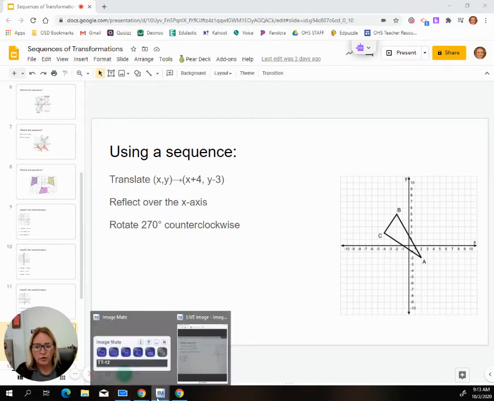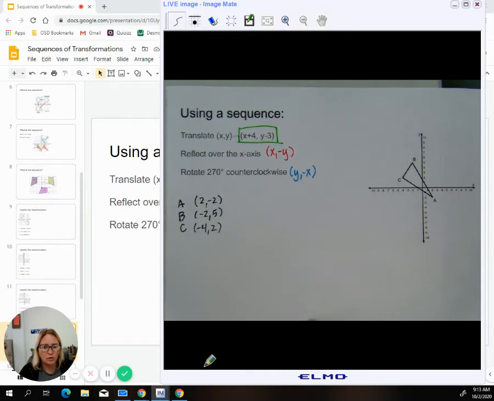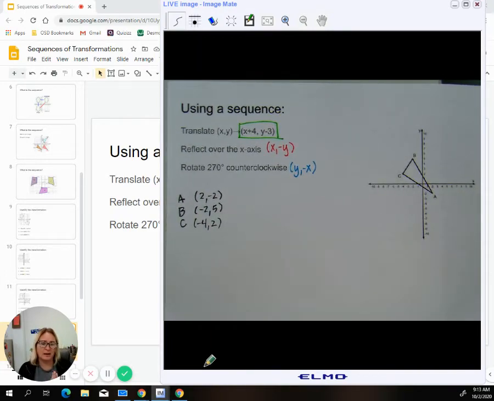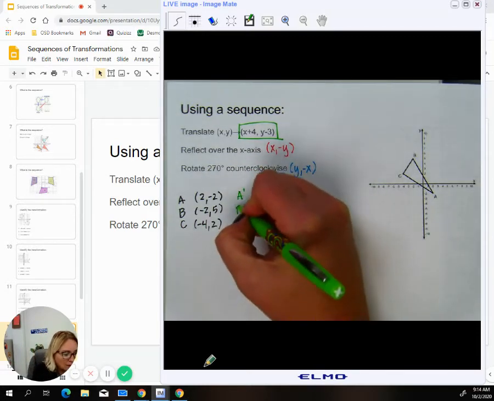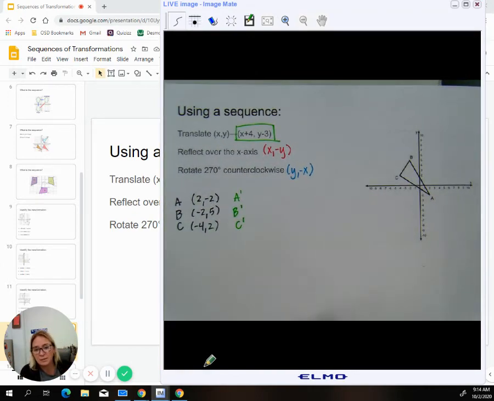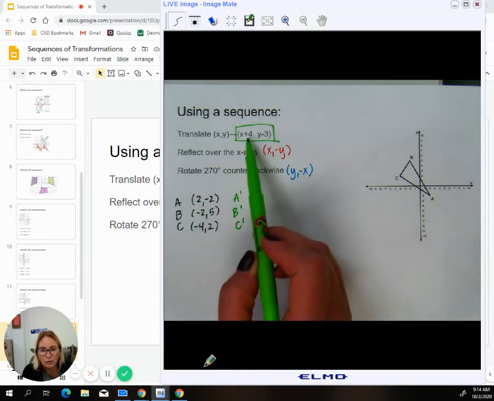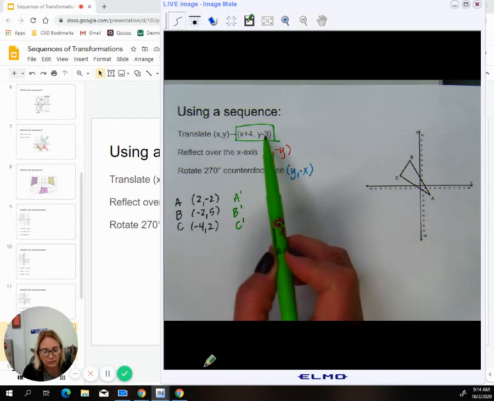Okay, so we're going to go through and work through what this problem is going to look like. Okay, so you can see I kind of wrote some stuff and color coded down before we even got started. So I wrote my rules, I wrote down the original ABC point, and now we are going to use these rules to find the next step. So the first one we're going to do is the translation, okay? And this becomes our ABC prime. Okay, so we're going to take our original points. We're going to add 4 to the x, subtract 3 from the y.